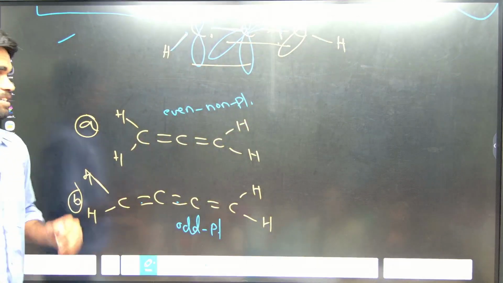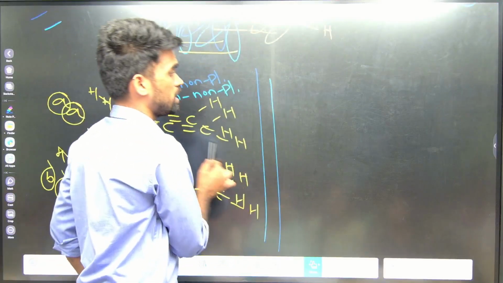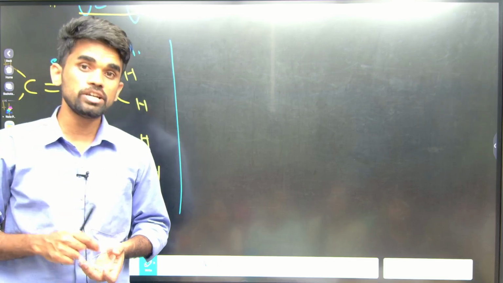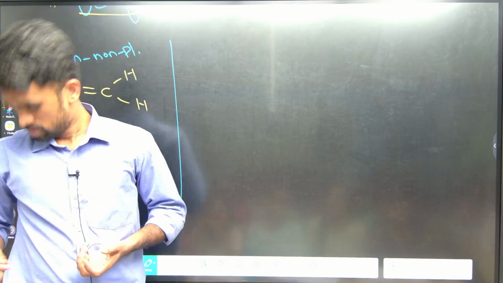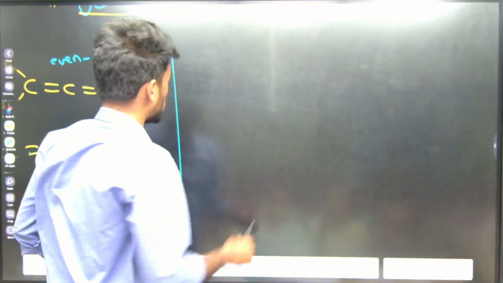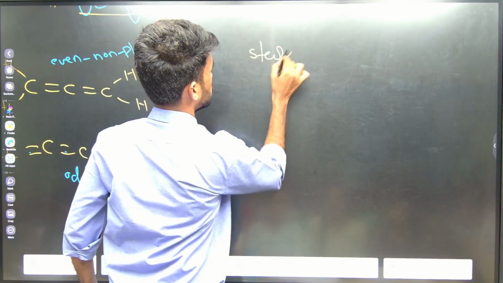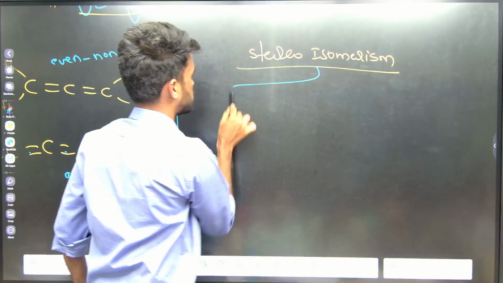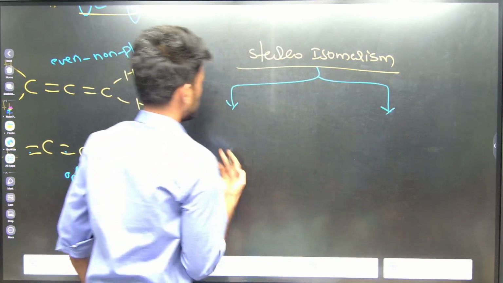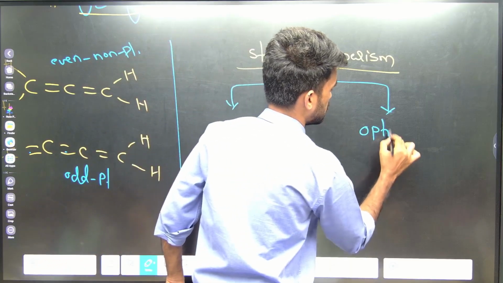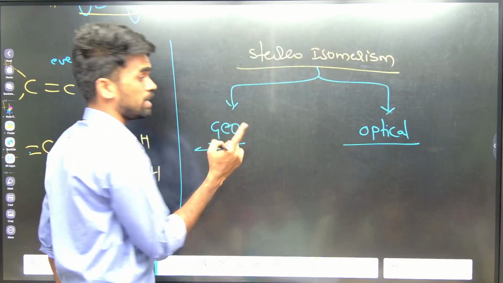Okay. Next one. What about isomerism? We have studied structural isomerism in the morning class. What about stereoisomerism? Basically, it is of two types. How many types? One is geometrical, another one is optical.